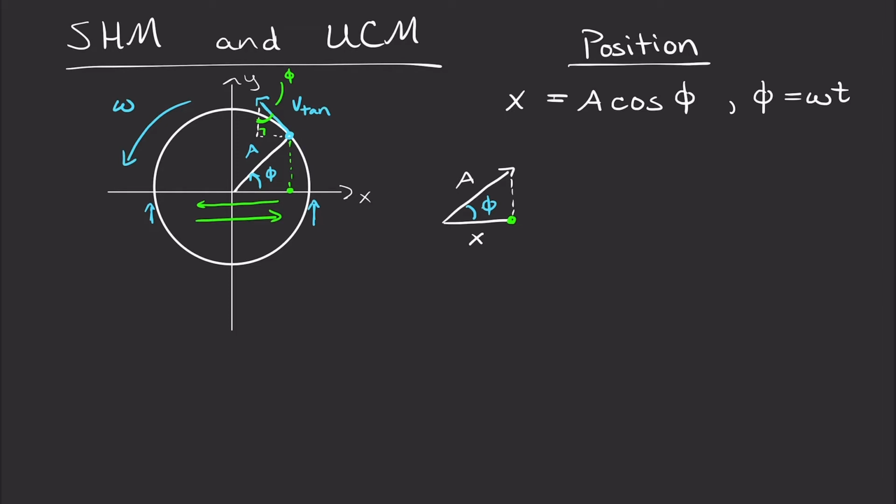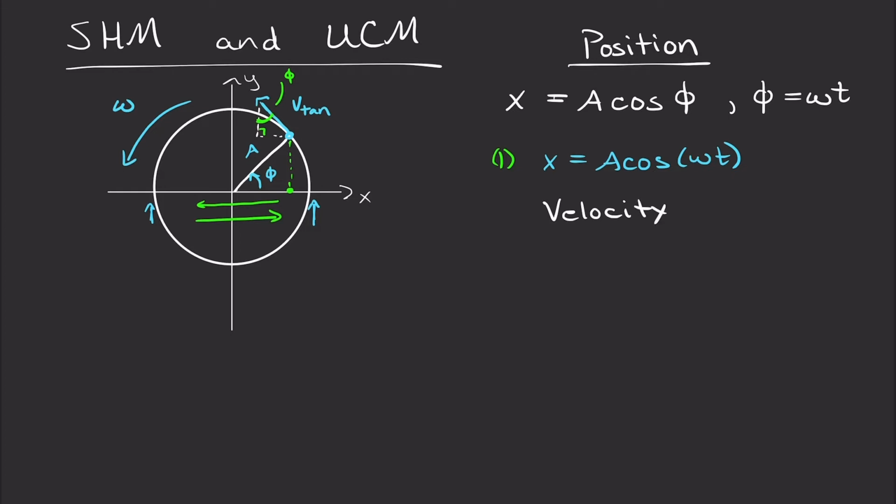Okay, so now if we plug that in, we get that the position is given by A cosine omega t. Okay, so now we have our position as a function of time. So this is our first equation. And now we can move on to velocity.